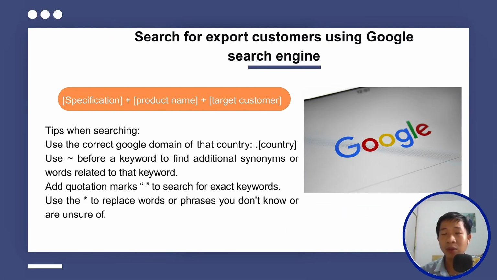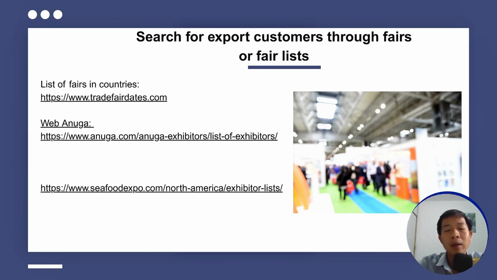Okay, so far we've found about 8 to 10 potential customers. Just keep doing it like that. We apply this method to other products in the same way. We just add the product name, then detail the specifications, and finally identify our target customers, and that's it. Okay, then we will continue to part 2, which is finding export customers through trade fairs or trade fair lists.